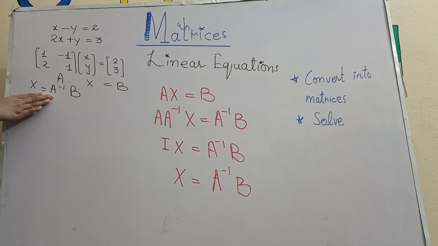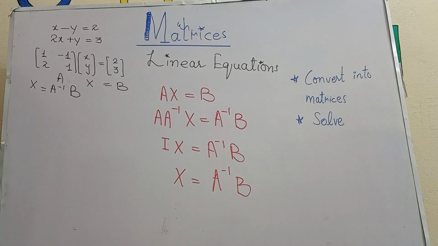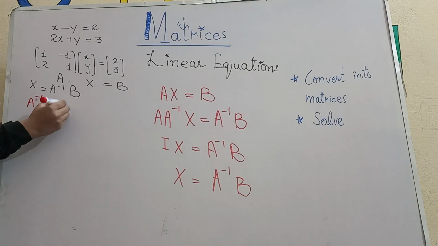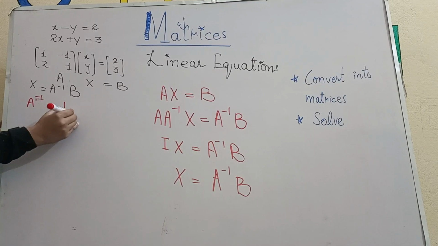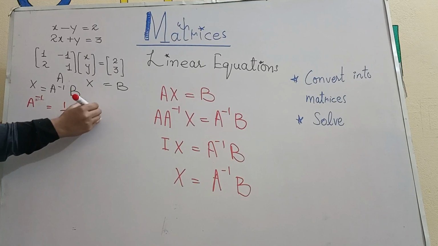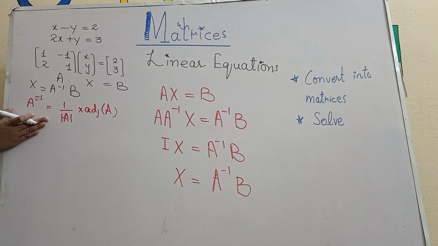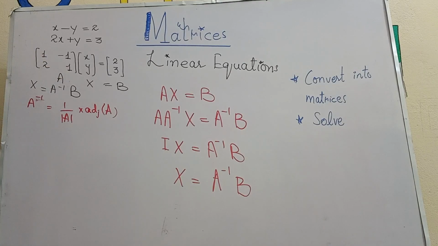Here for the inverse, as we have discussed earlier, how to find the inverse of a matrix: we have the formula 1 over the determinant of the matrix, whatever the name of the matrix, multiplied by the adjoint of the matrix. By this method we are going to find the inverse, and then we multiply the inverse with the other matrix. So let's start first with the determinant.